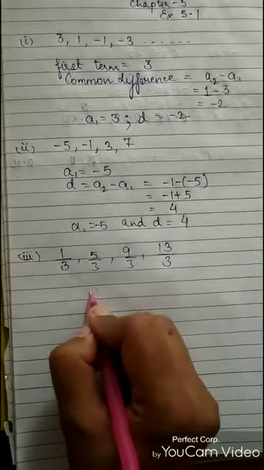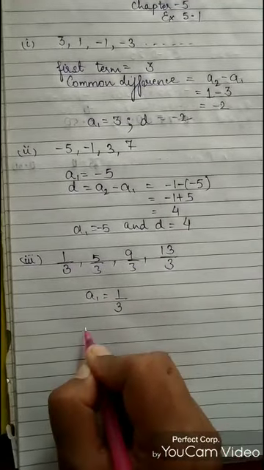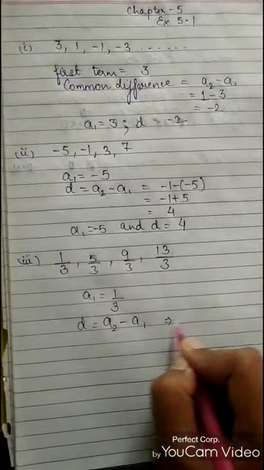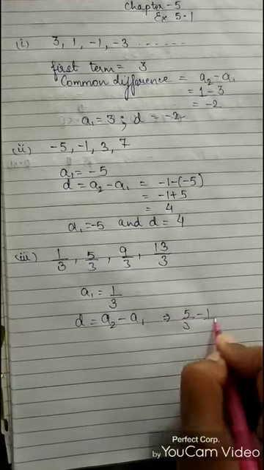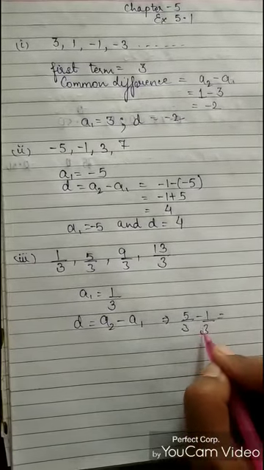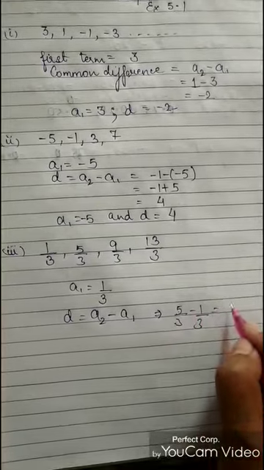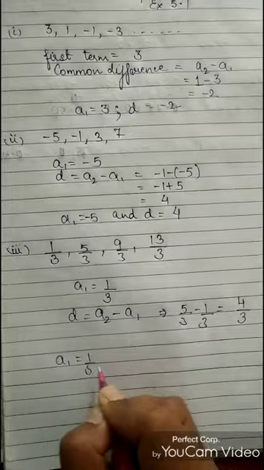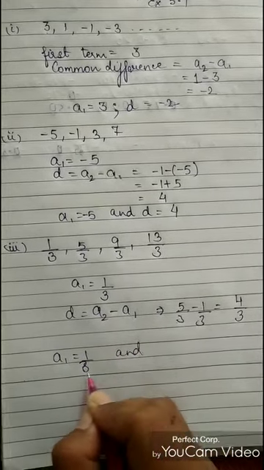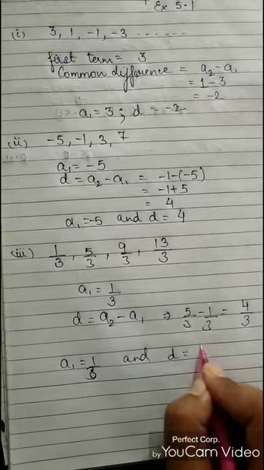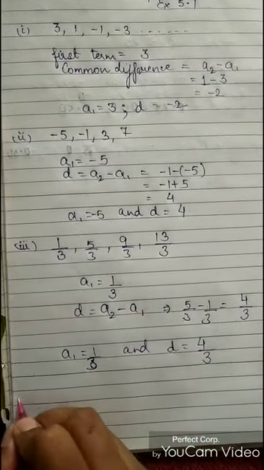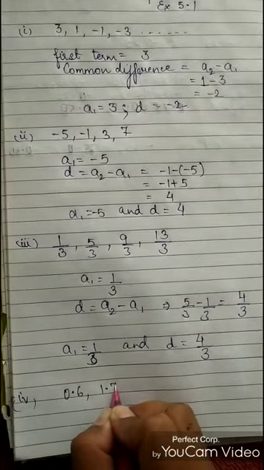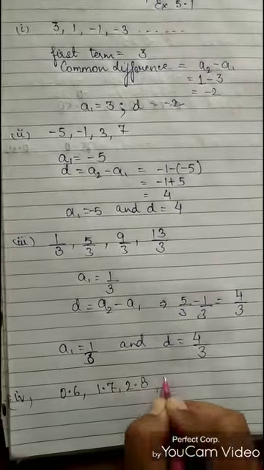Here A1 is 1 upon 3, D is A2 minus A1. That means 5 upon 3 minus 1 upon 3. 5 minus 1, because the denominator is same, we will just subtract the numerator, so it will become 4 upon 3. So your A1 is 1 upon 3 and D is 4 upon 3. Now going for the fourth question. What is fourth question? 0.6, 1.7, 2.8 and 3.9.